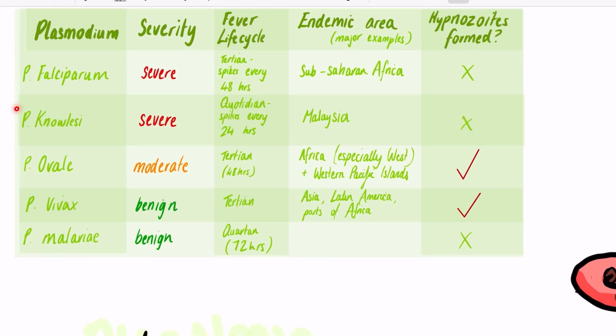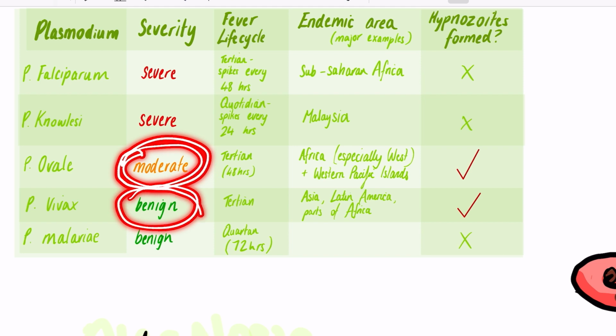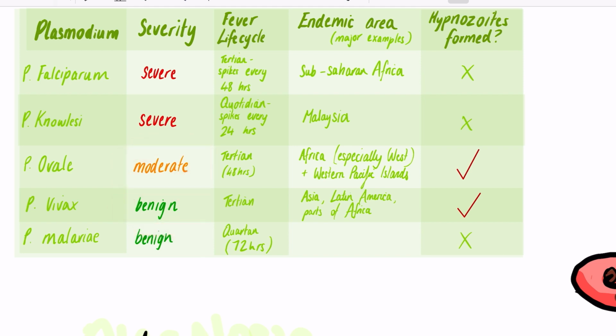Another form is Plasmodium knowlesi, which is also severe and mostly found in Malaysia. And then we've got our 2 types of Plasmodium that can form dormancy in the liver, ovale and vivax. Here it's important to note that Plasmodium ovale actually has a moderate severity, whereas vivax can be considered almost benign. But yes, they can form hypnozoites, which are those dormant liver forms of the Plasmodium. And finally, we've also got Plasmodium malariae.